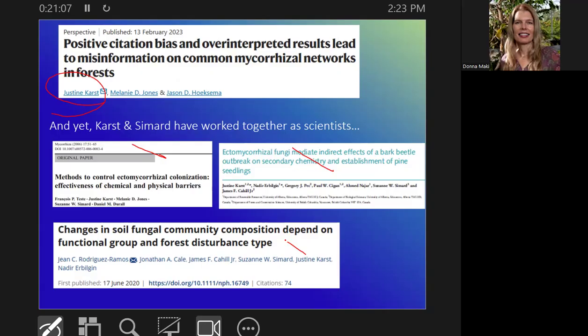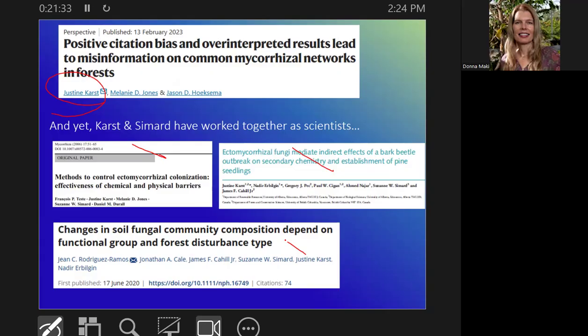So 2006 was the earliest paper I could find where Karst is in there, with Suzanne Simard. And then this paper, she's first author, which is a big deal. That means she did most of the work. And Suzanne Simard is there. And this one is 2020. And they're both on that paper.